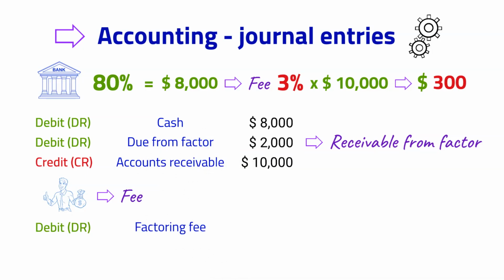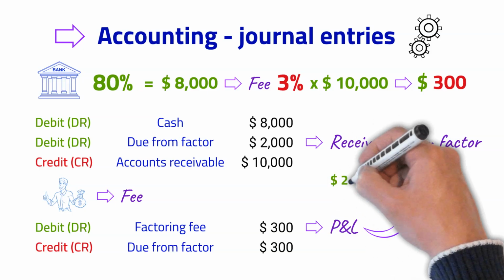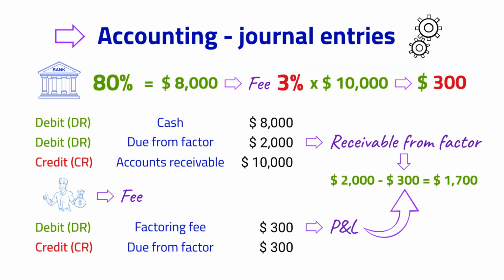Then, when a customer pays, we owe $300 to the factor. Debit factoring fee expense $300. Credit due from factor holdback receivable $300. Now, the receivable from factor holdback will decrease by $300 from $2,000 to $1,700. We will not pay the factor, but we will receive less cash as final settlement.